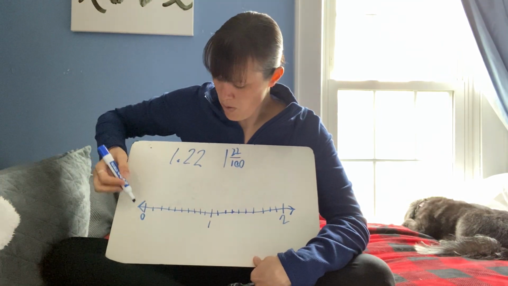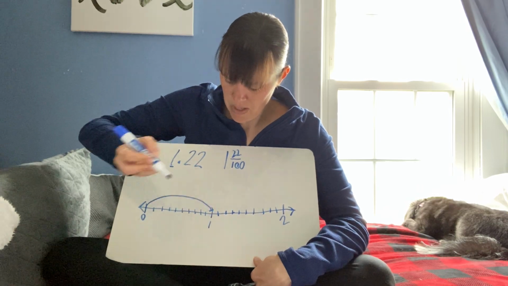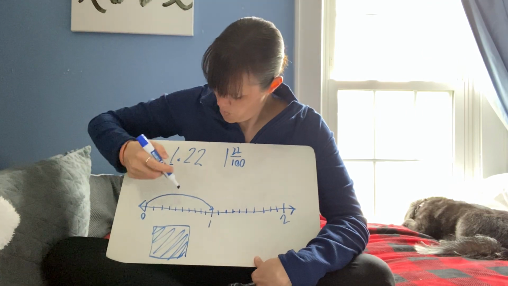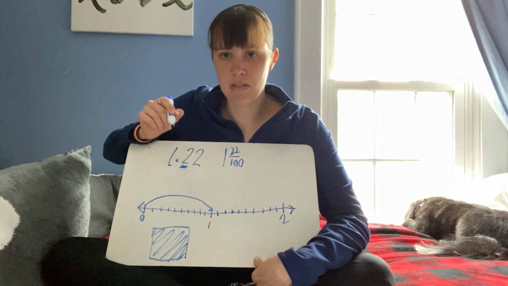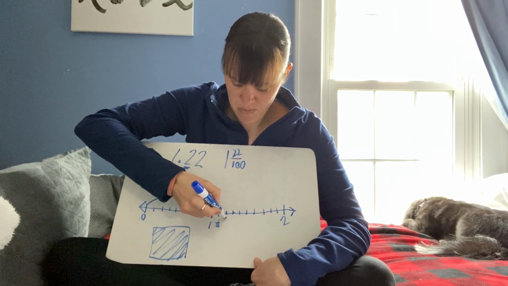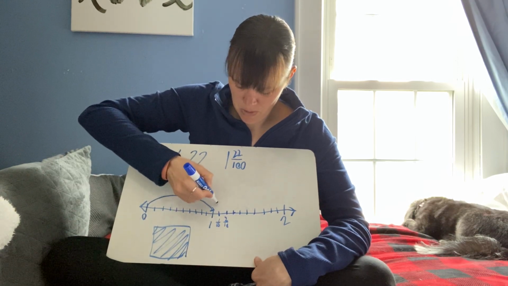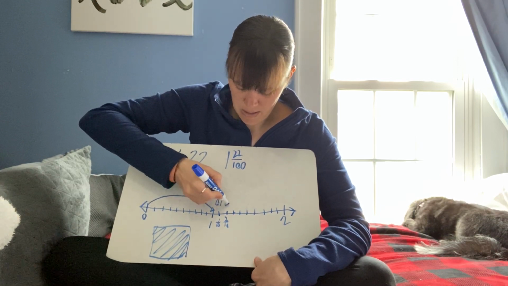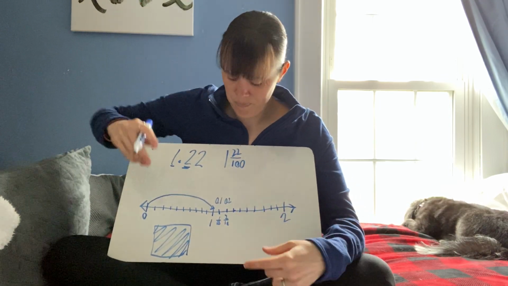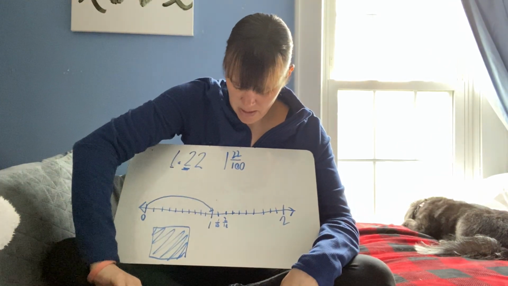Okay, so 1 whole would be this, and of course we colored in that whole thing, right? So there's 1 whole, and now we go 2 tenths. So this would be 1 tenth, and this would be 2 tenths. You could write it in decimal form. So this is 1 tenth, this is 2 tenths. So do I go here? No, I don't go there, do I? So I got my 1 tenth, 2 tenths.